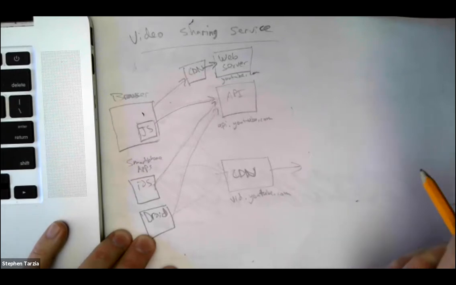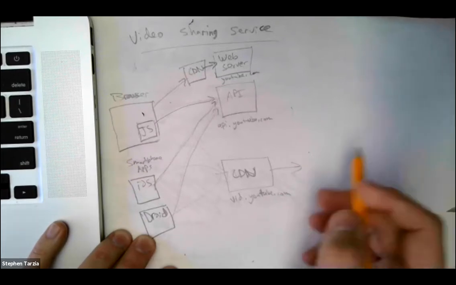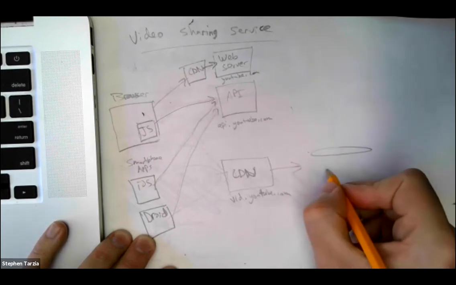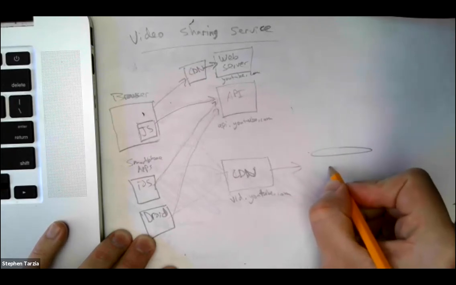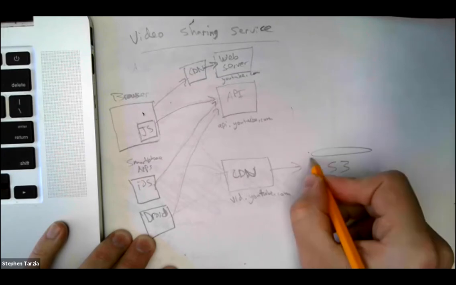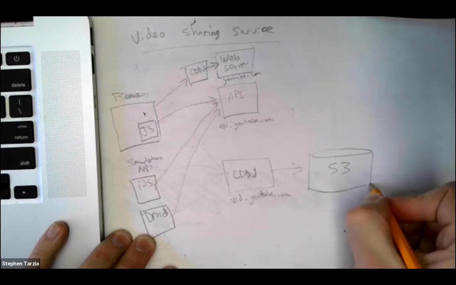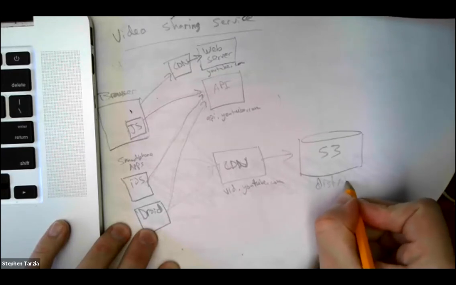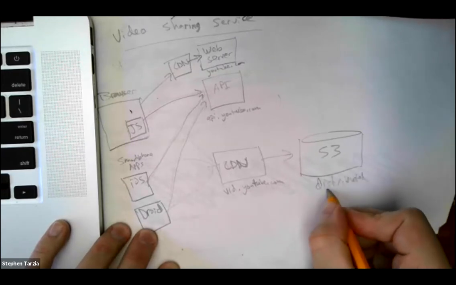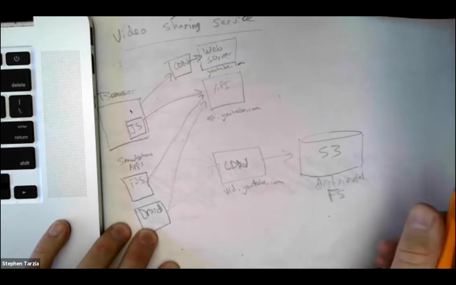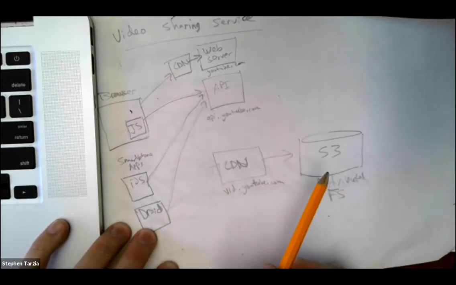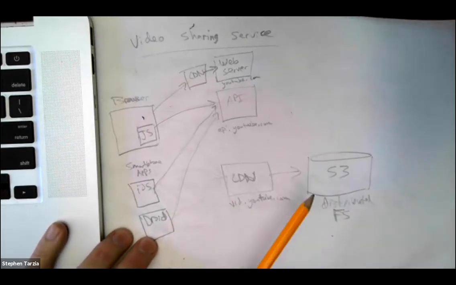Anyway, so the videos themselves are probably going to be stored in some kind of distributed file system. If I was implementing it myself, I might use S3, or another distributed file system. Okay, so every video will be stored as a file in this file system.